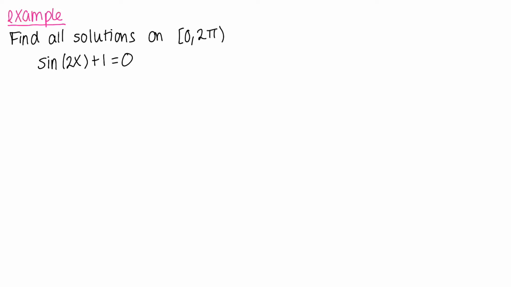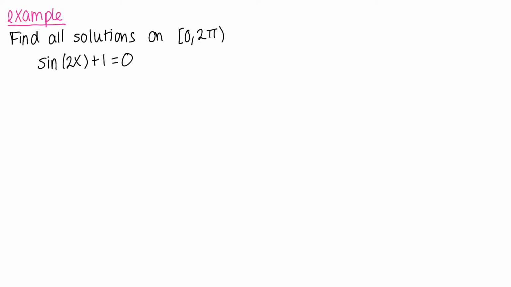We're looking at finding solutions on 0 to 2 pi, and we have the formula sine 2x plus 1 equals 0. Your first thought might be to say, well, I have a double angle formula for sine, so maybe I'll do 2 sine x cosine x, that's the double angle formula for sine of 2x, plus 1 equals 0, but this isn't going to really get you anywhere, right? Because I don't know how to solve for x after this because I cannot isolate x. So that's not quite going to work here.